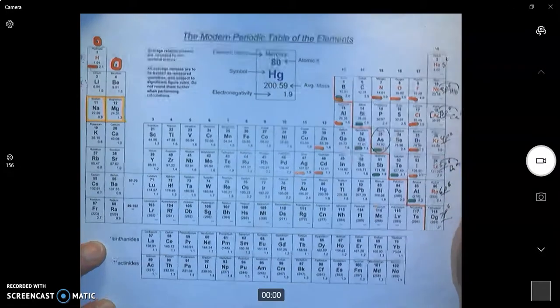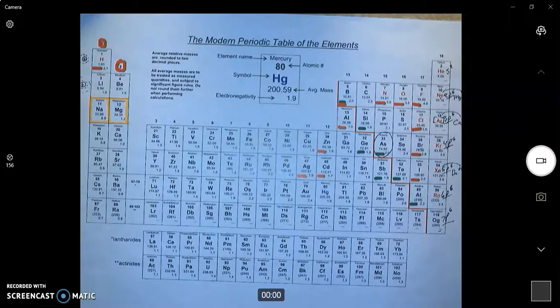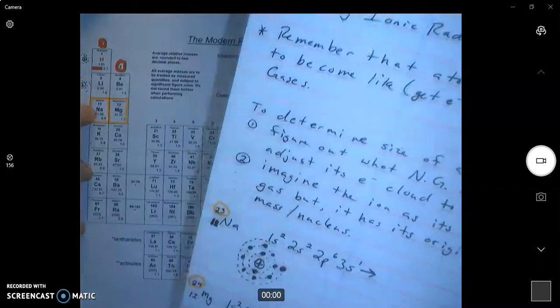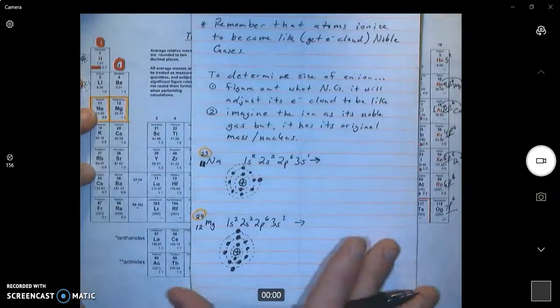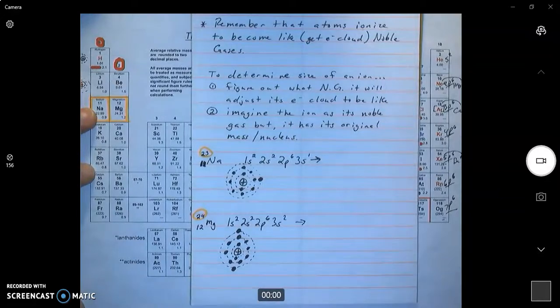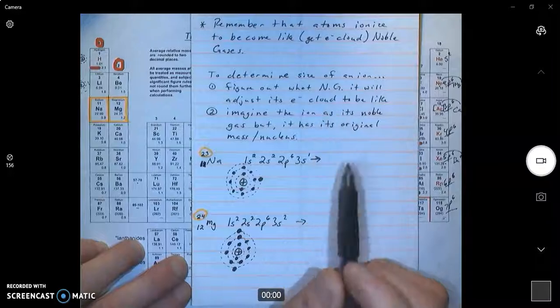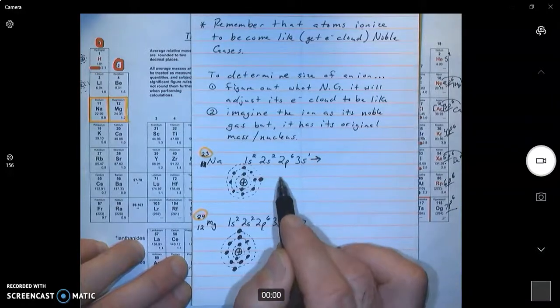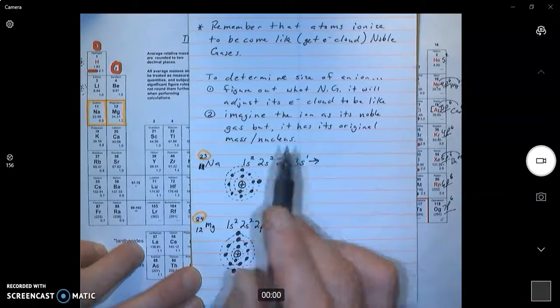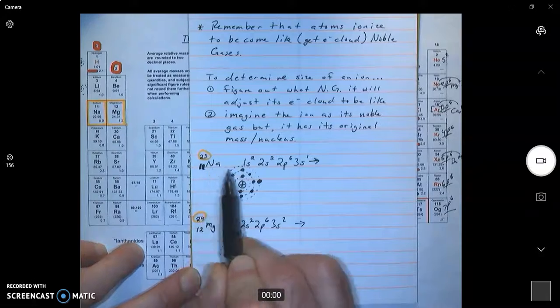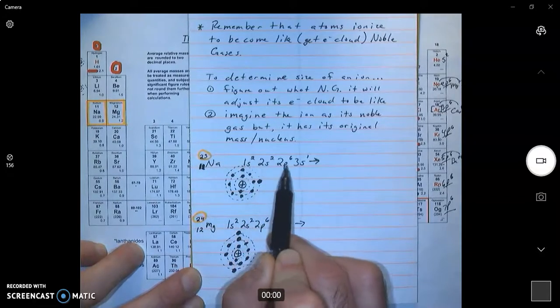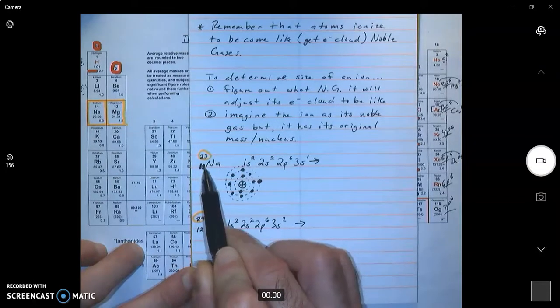And what I want to do, just so that we can visualize this, not just hear about it, is go through an example of sodium and magnesium, and then we'll go through an example of a nonmetal and a metal and compare those. Okay? Now, the first thing you need to figure out is what noble gas the element is going to change to.